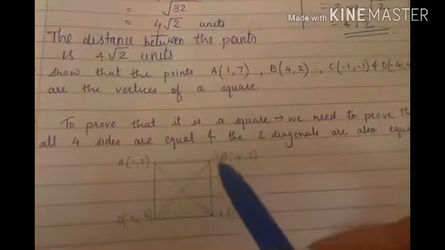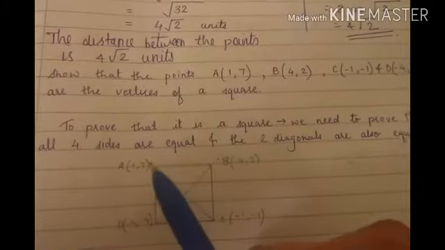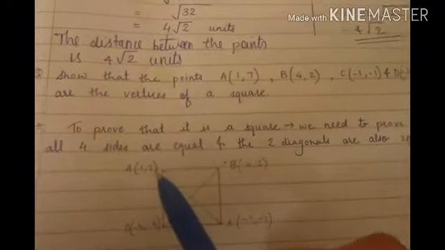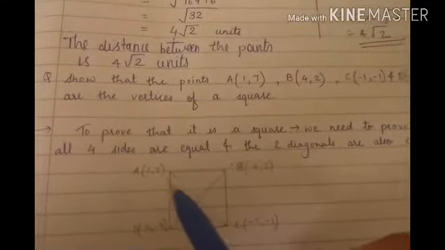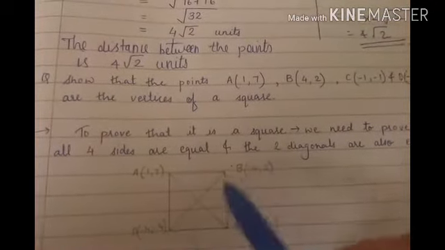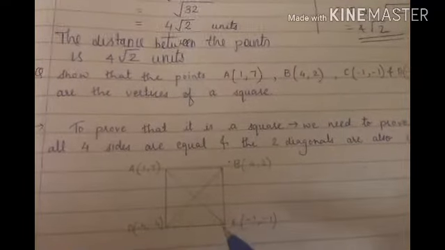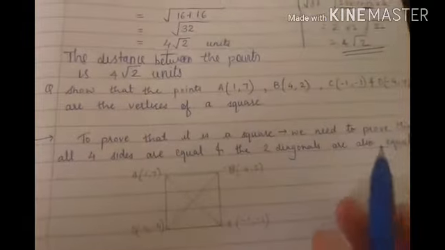So all four sides equal means AB is equal to BC is equal to CD is equal to DA. These four sides will be equal, and AC will be equal to BD. So these two diagonals will be equal. Hence, we need to prove that the four sides are equal and diagonals are equal.